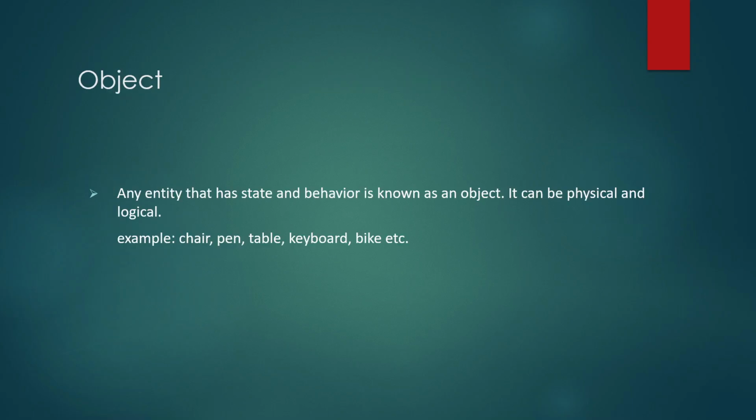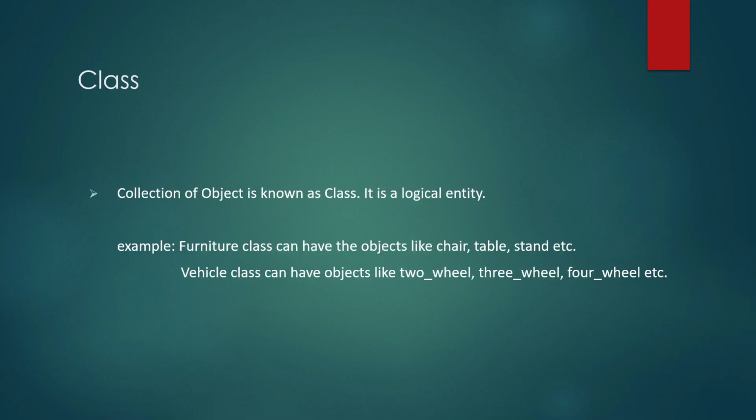Now what is an object? An object is a real-world entity. Real world means what? Whatever we can see with our naked eyes. For example, table is an object, laptop is an object, pen is an object, bottle is an object, mobile is an object, headphone is an object. So in this way, the object can be represented. The other one is the class.